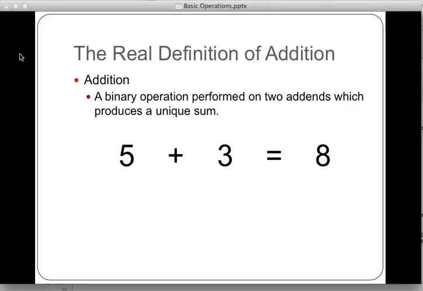It's a binary operation. Each of the pieces of the operation has a name. In the addition situation, we call each piece an addend, and the answer is always unique to the two addends that we added. Thank goodness for that. If they weren't unique, it would mean that every now and then when we added 5 and 3, we got something different. And I don't think that's a good idea. So we do have a unique sum.